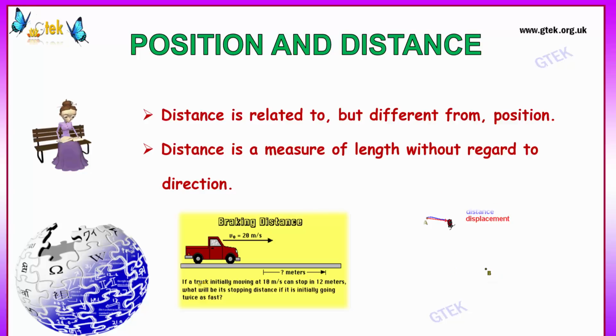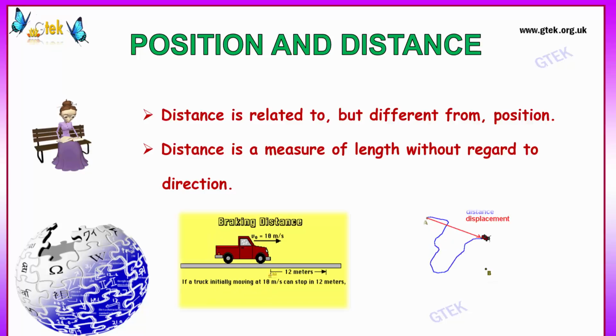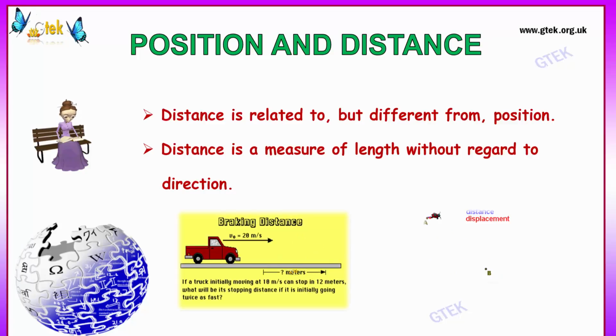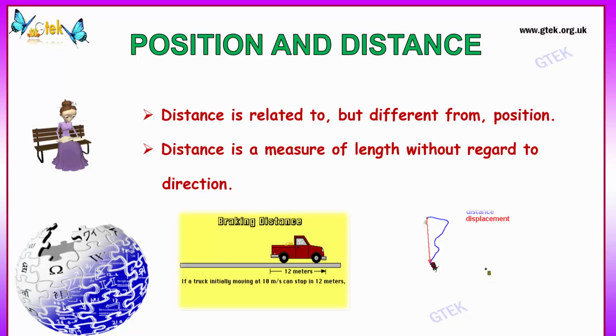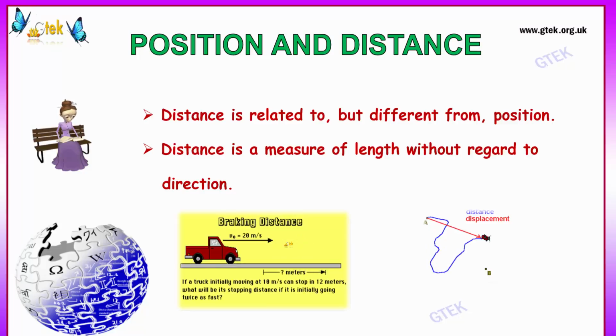So, I'm trying to show a small typical example. If your truck is initially moving at 10 meters per second and it can stop in 12 meters, what is the braking distance? What will be its stopping distance if it is initially going twice as fast? If it is 10, it's 12. If it is 20, then it's 24. So the answer is 24. If it's 20 meters per second, then it takes 24 meters to stop.